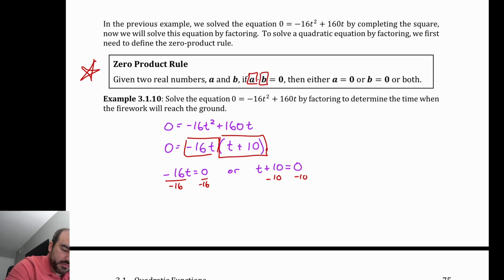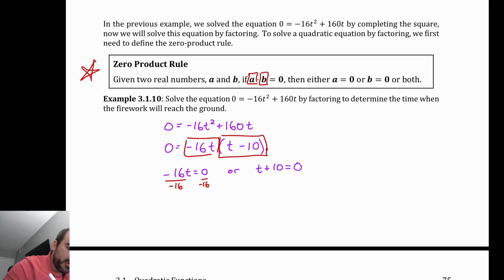Oh, I'm sorry. What did I do wrong? The t plus 10. What's wrong with it? It should be t minus 10. Why should it be t minus 10? Because you factor out the negative. Yeah, so when we factor out a negative from the positive 160, we're going to end up with a negative 10 in here, so that when this distributes back in, we get back to a positive 160t.